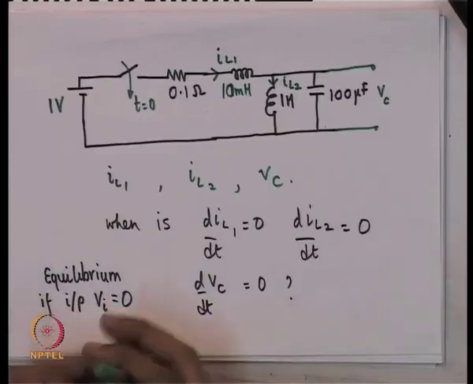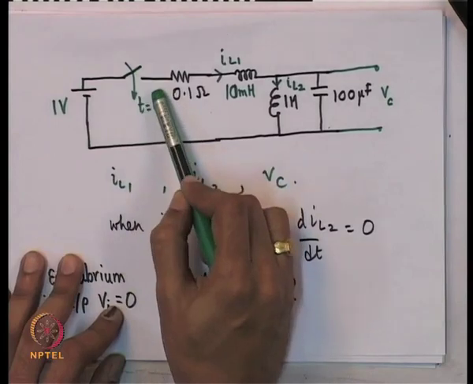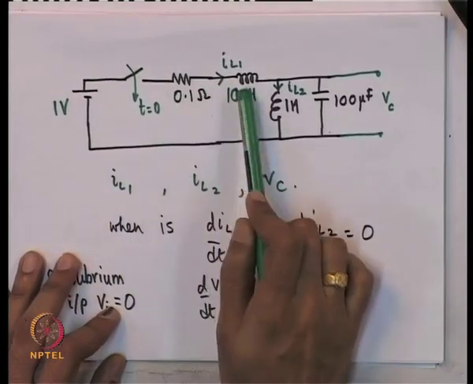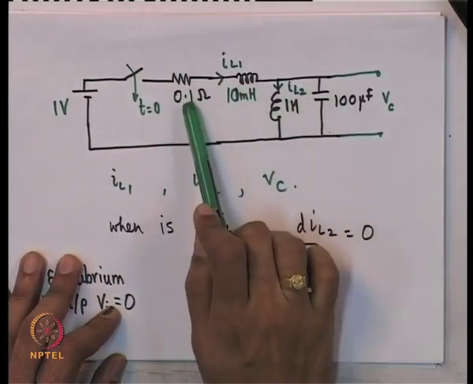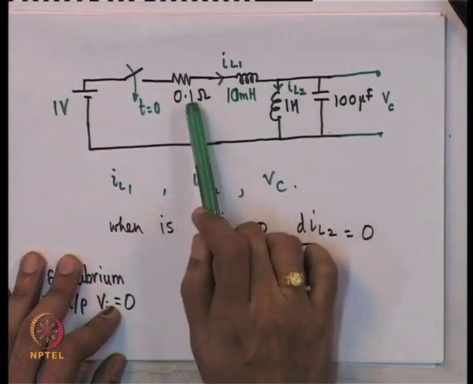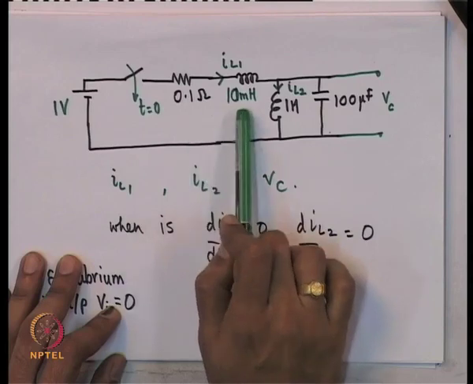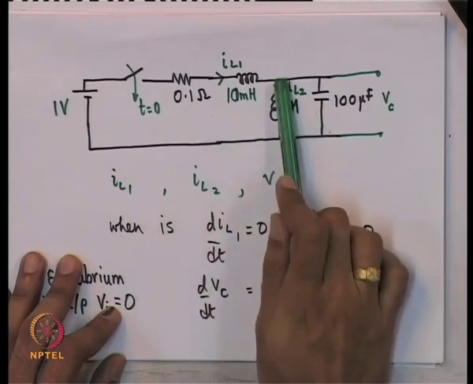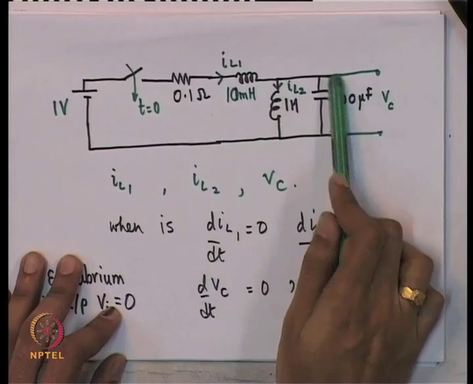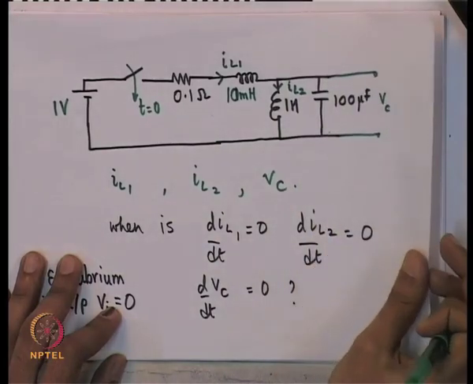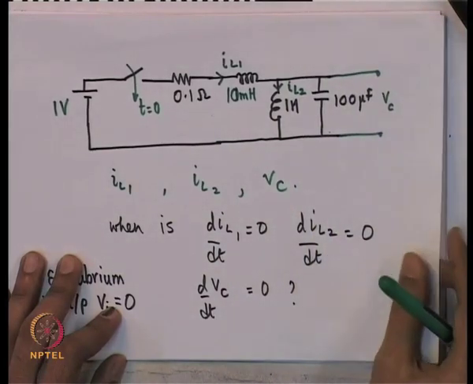Now, if you recall what we did in the previous class, we considered this particular circuit. It consisted of a voltage source connected to a circuit consisting of two inductors and a capacitor. The values are of importance. Here you had a resistance of 0.1 ohm, a 10 millihenry inductor, a 1 henry inductor, this is a fat inductor, and a 100 microfarad capacitor.